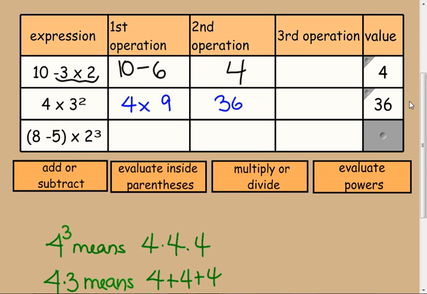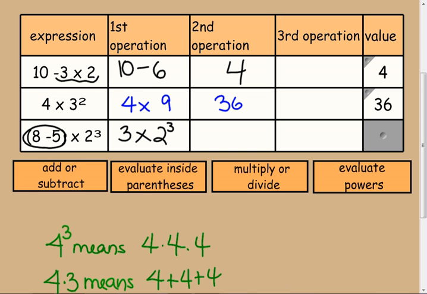Okay, what's the first thing we have to do here? Are we ready? The parentheses. So we're going to do this little guy right here. What's 8 take away 5? 3 times 2 cubed. Now, do I get to multiply 3 times 2 first, or do I have to cube the 2?